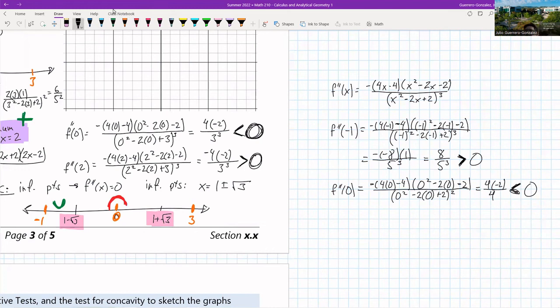So I'm going to leave this last one for you guys to try out. F double prime of 3. You should get that this is bigger than 0, right? So then this is going to be concave up.